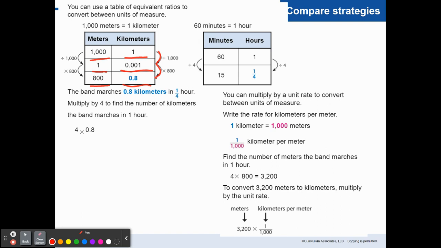And then they converted their 60 minutes to an hour, 60 minutes and 1 hour. We have 15 minutes. So how much of an hour is that? It's a fourth of an hour, right? So the marching band marches 8/10 kilometers in 1/4 of an hour. So the left is a fraction, which is fine.